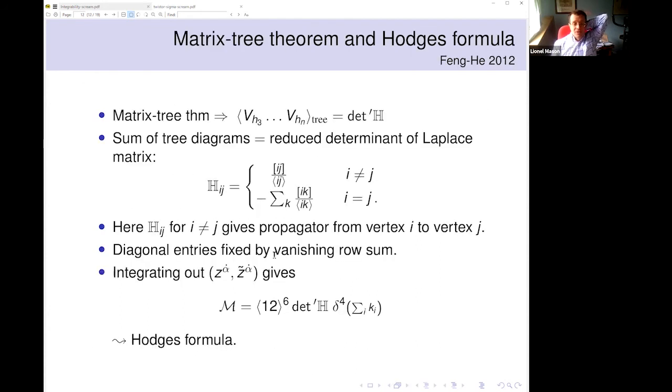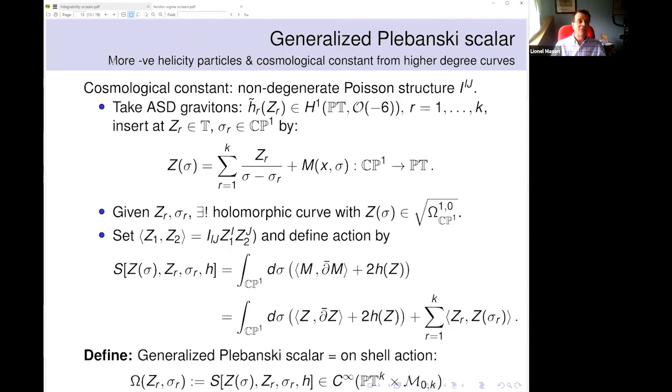Okay, so there are various questions you now might want to ask. So you might say, well, that was the MHV sector of gravity. You only had two negative helicity particles. Very nice, but can you do more? Sorry, I should have just asked whether there are any questions at this point. No. Okay. So you might have said, well, that was just the MHV sector. Can we have more negative helicity particles? And the other question is, can we have a cosmological constant?